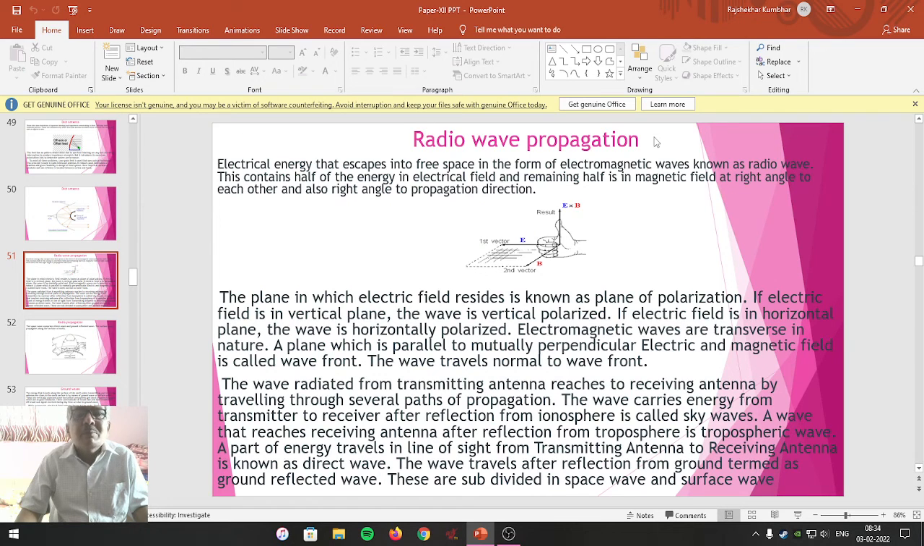Student friends, up till now, when we studied topic number 3, that is antenna and radio wave propagation, almost all we have covered the entire topic. Within that, we have to deal with the introductory aspect regarding radio wave propagation.